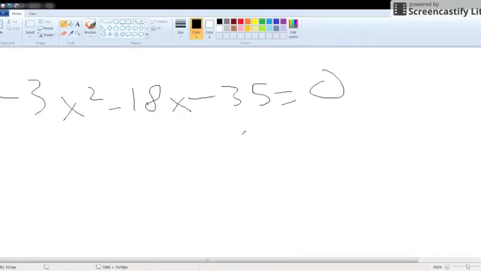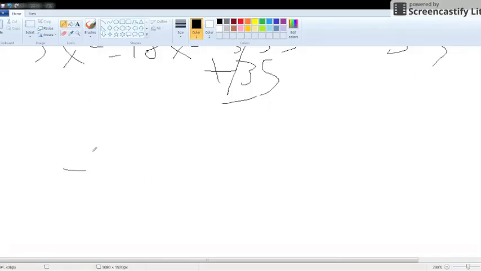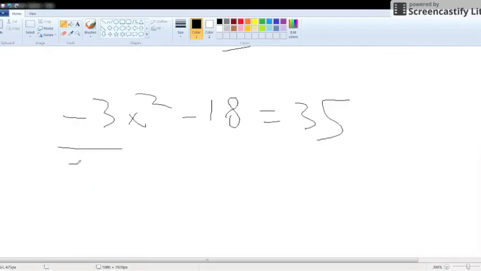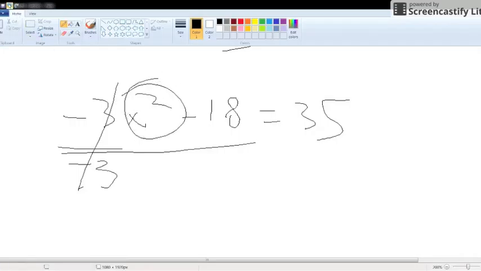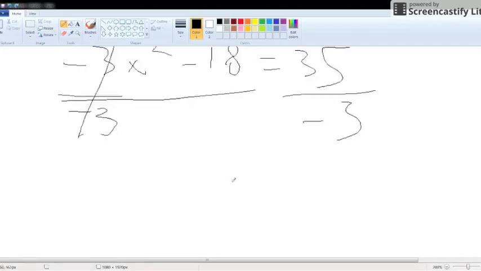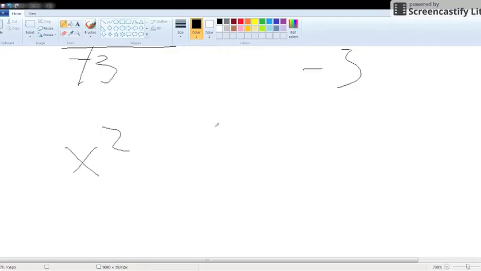This is the last and third and the hardest problem that we will be solving using this method. Now, to do this, we will start off as always, adding 35 over here, which leaves us with negative 3x squared minus 18x equals 35. Now, we will divide this to further try to isolate the x, which is our end goal. And now we will do it to both sides, which leaves us with x squared plus 6x equals negative 35 over 3.